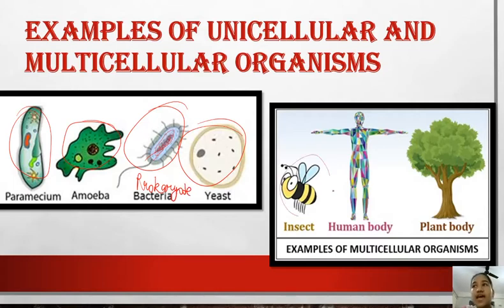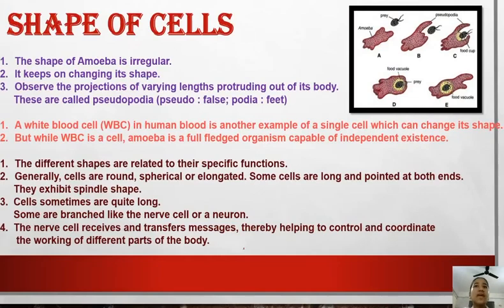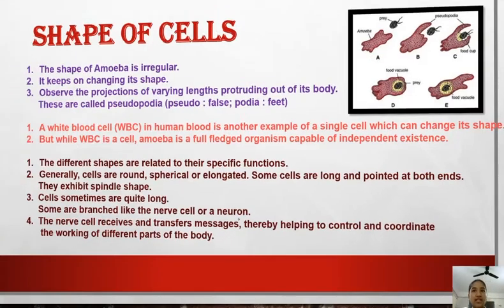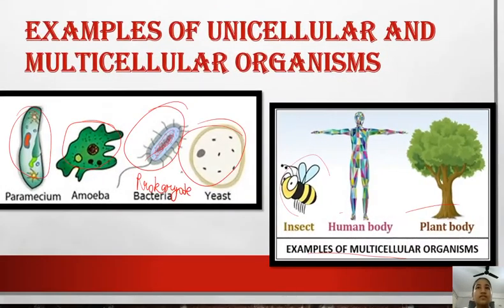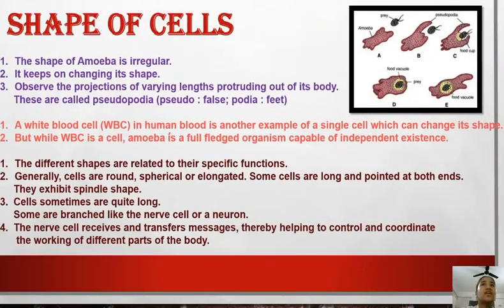Insects, the human body, and plant bodies are multicellular organisms. Next thing, the shape of cells. Based on the shape of cells, different cells have different kinds of shapes. You can notice the shapes of amoeba, bacteria, and yeast. So different cells have different shapes. Now we'll be taking the shape of amoeba.